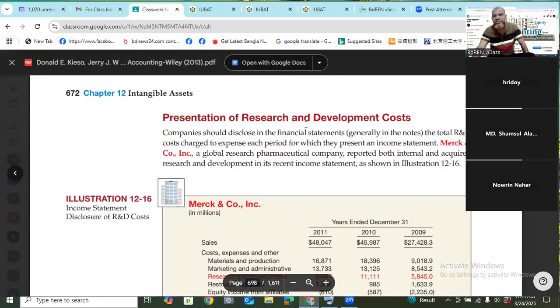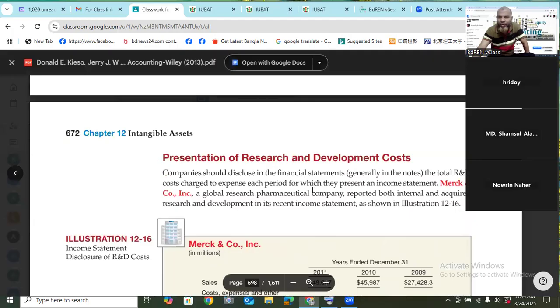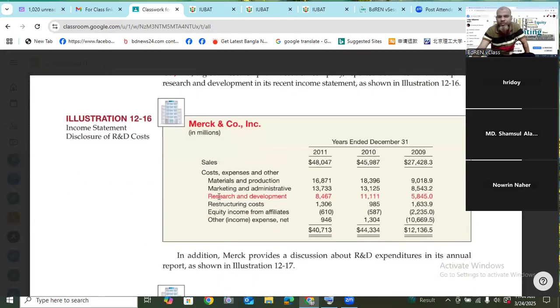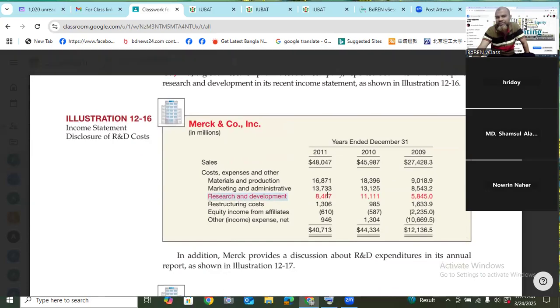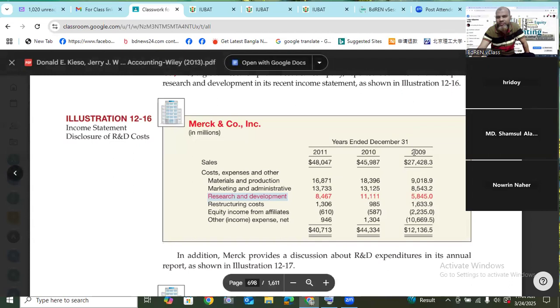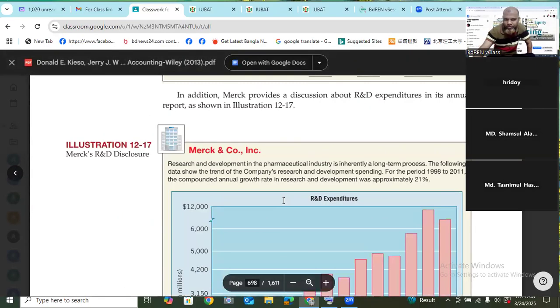And then presentation of research and development costs. So in the income statement, you have to show all of the expenses, including research and development, for the first year and the previous year. In this way, you have to show your research and development cost.